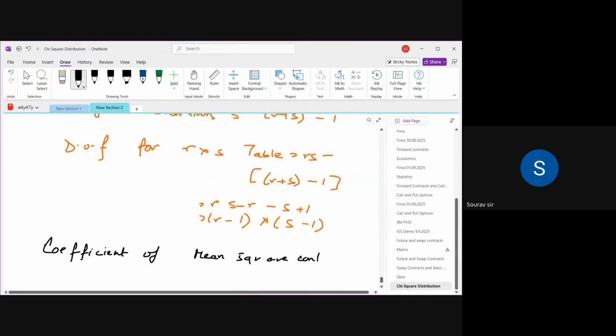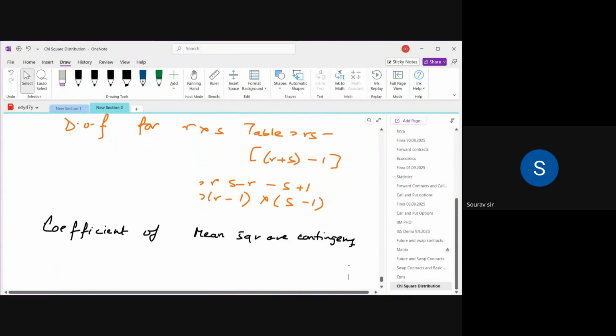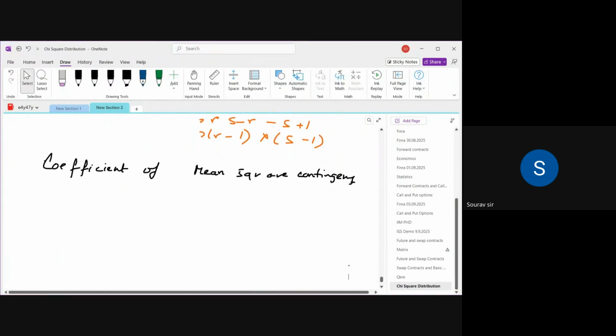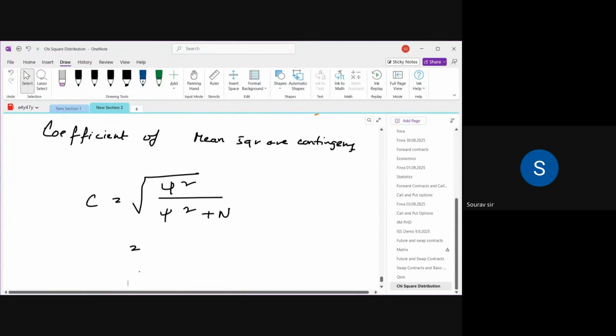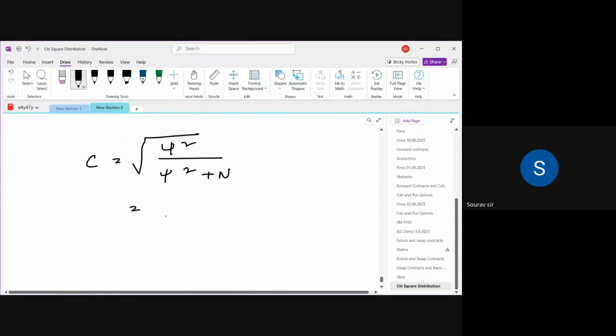Mean square contingency. So that's how we calculate it. This is mean square contingency. It is calculated as C equals the square root of chi-square divided by (chi-square plus N).